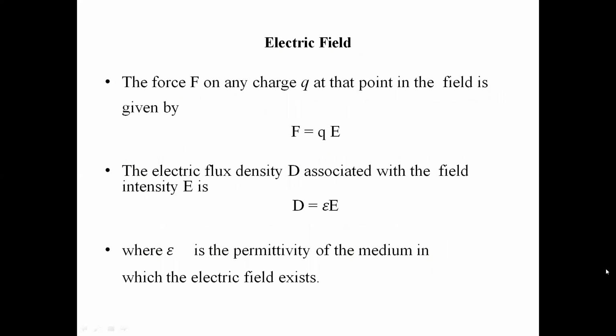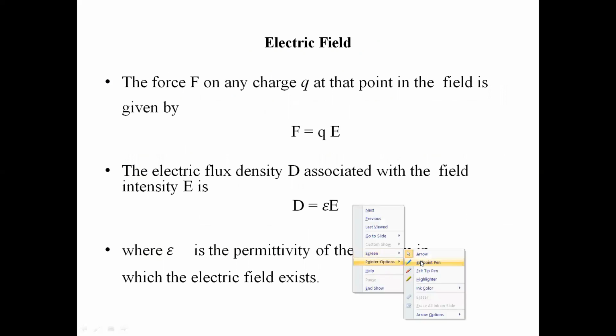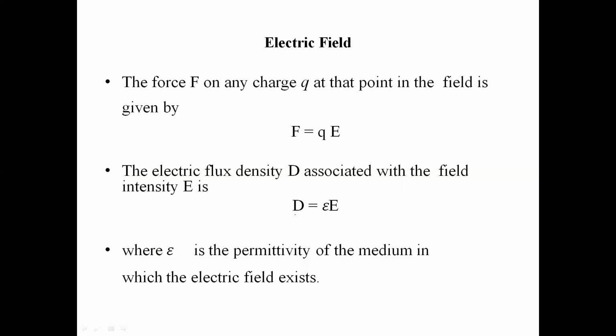So let us give it a mathematical shape so that it is easy for us to understand. As we all know, the force on a charge at a particular point is given as F = Q·E, where E is the electric field. The flux density associated with the electric field intensity is D = ε·E, where ε is the permittivity of the medium in which the electric field exists.